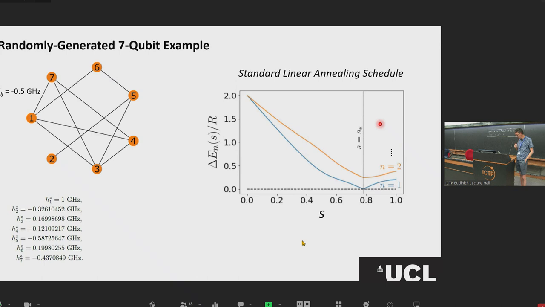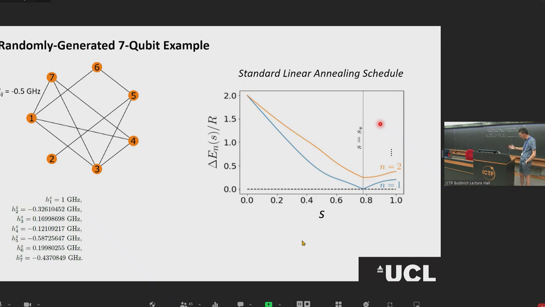Okay, so how does this do? We've tried to at least show the feasibility of this by generating some random examples. So here's a specific example on seven qubits. And again, the details of all the parameters are shown. There are various local fields, and all the couplers are ferromagnetic with half a gigahertz. If we look at the standard linear annealing schedule, we have this small gap at about 0.8.